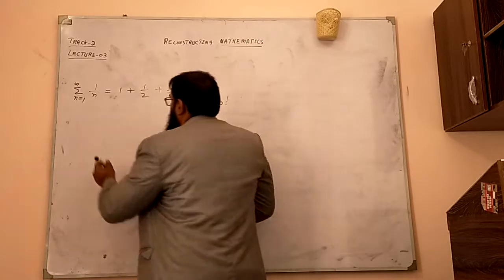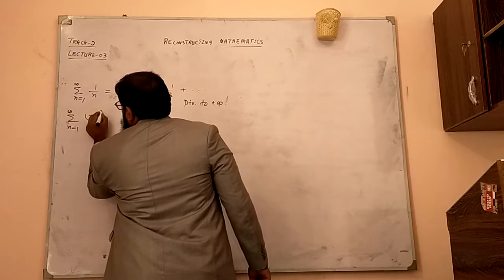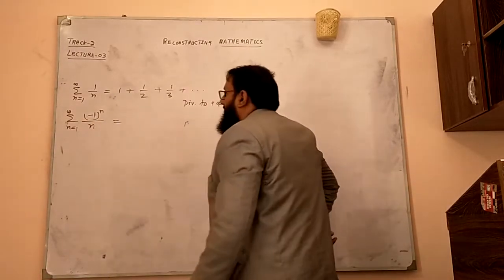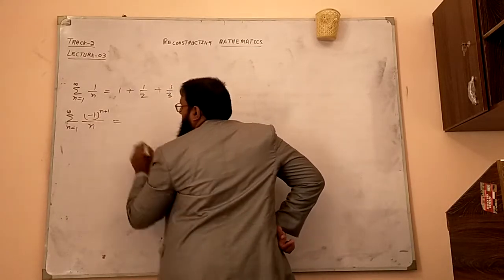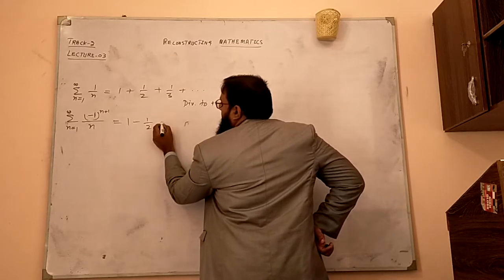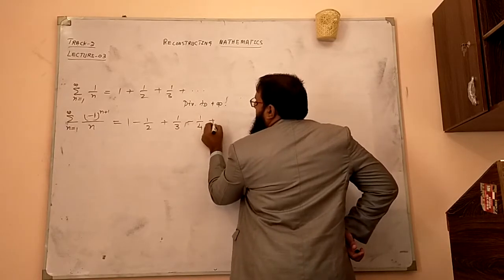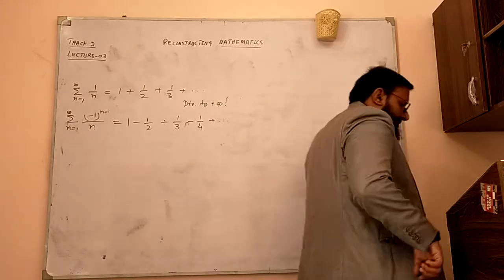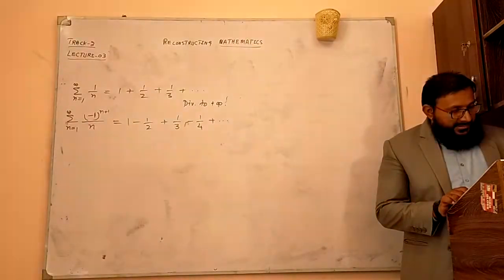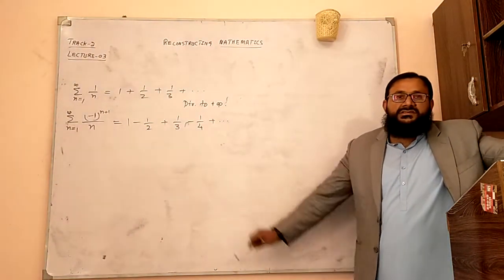How about this? Minus 1 raised to power n divided by n. Or let us keep it this. And this would be 1 minus 1 over 2 plus 1 over 3 minus 1 over 4 and so on. So how about this? The harmonic series given at the top diverges to positive infinity. But what about this?